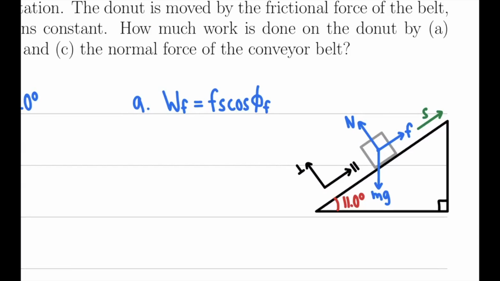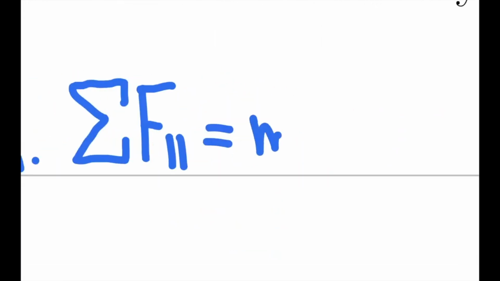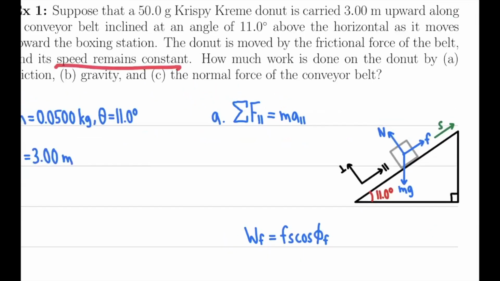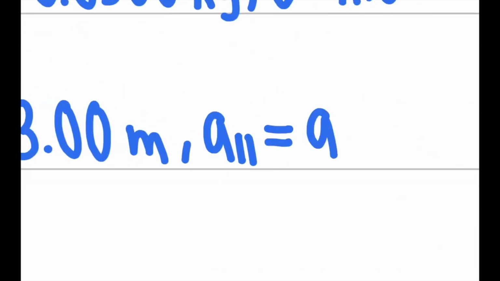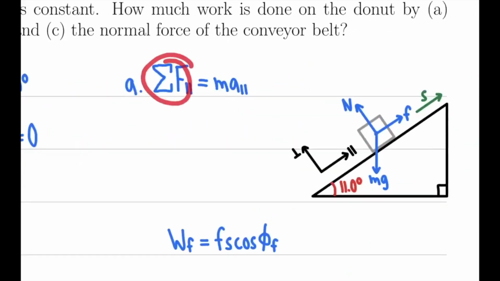F equals ma. Yeah, basically, we're going to use Newton's second law. The sum of the forces in the parallel direction equals ma in the parallel direction. Since the speed is constant, the acceleration is 0. So let me actually add that right here. A parallel and A perpendicular too are both 0.